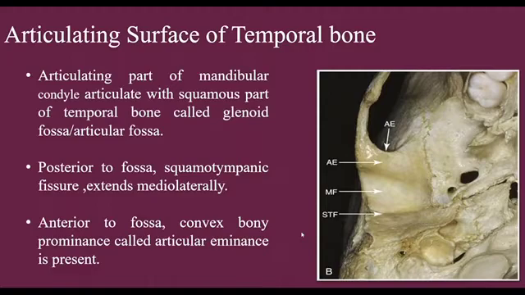Articulating surface of the temporal bone. Articulating part of mandibular condyle articulates with the squamous part of temporal bone called the glenoid, articular, or the mandibular fossa. This here is the mandibular or the glenoid fossa. Posterior to the fossa is the squamotympanic fissure, which extends mediolaterally. Anterior to the fossa, convex bony prominence is present, which is the articular eminence.